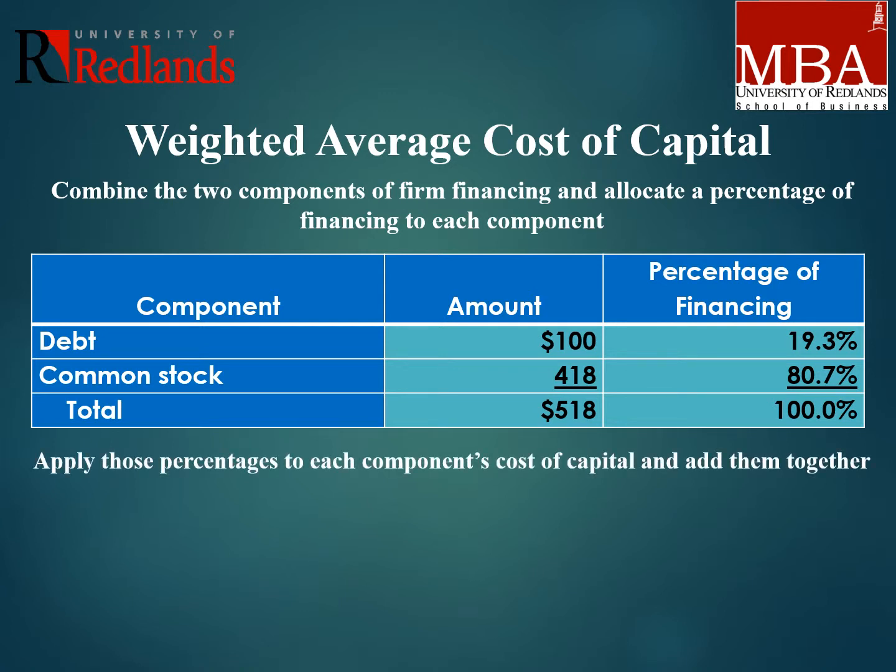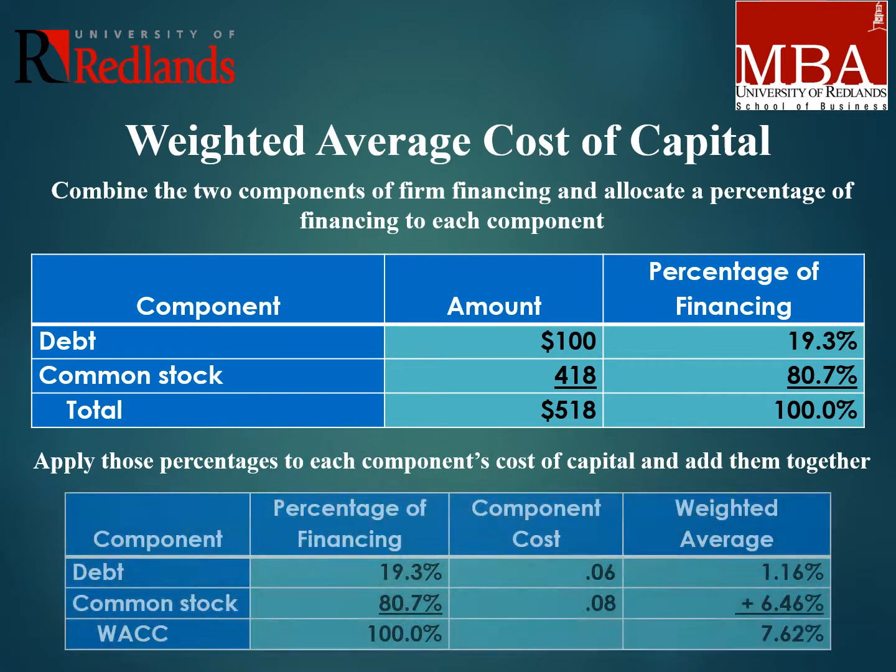We would then apply those percentages to each component's cost of capital and add them together. So here we have debt of 19.3% at 6% cost of debt capital. That gives us a weighted average of 1.16. Common stock, 80.7% at 8% component cost, or 6.46. So the weighted average cost of capital for Extreme Edge in this example would be 7.62%.